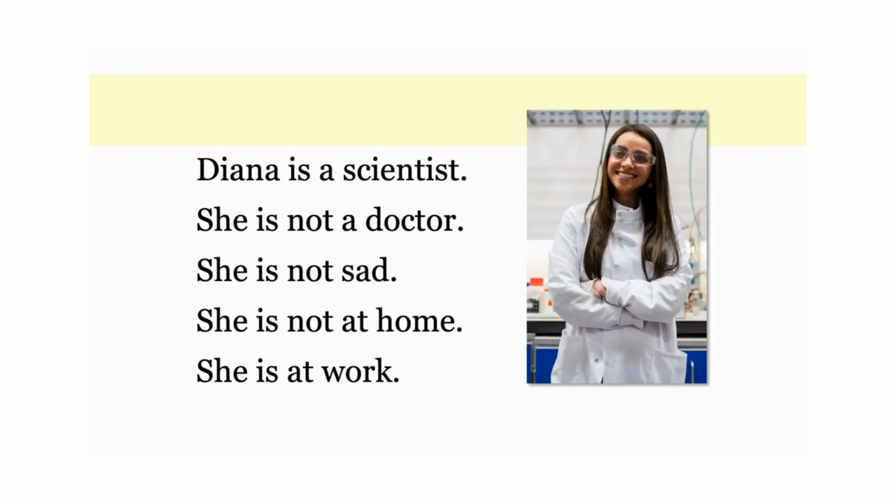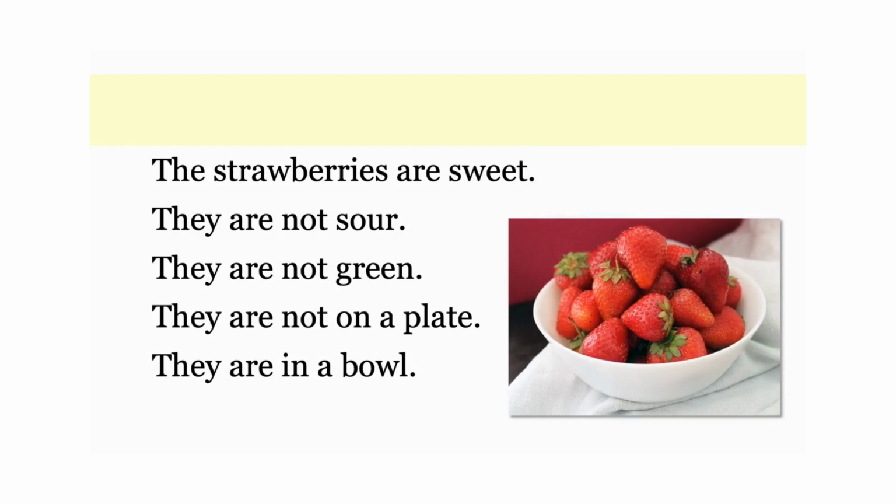Here are some examples. Diana is a scientist. She is not a doctor. She is not sad. She is not at home. She is at work. The strawberries are sweet. They are not sour. They are not green. They are not on a plate. They are in a bowl. You can see, just add not when you want the meaning to be negative.